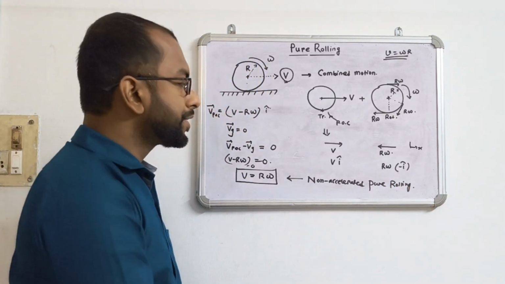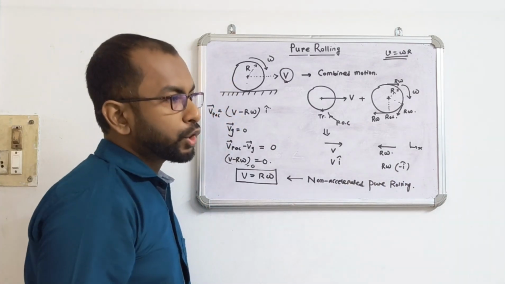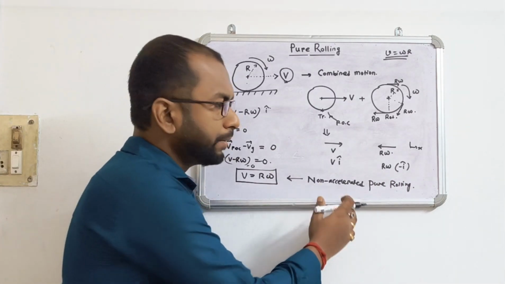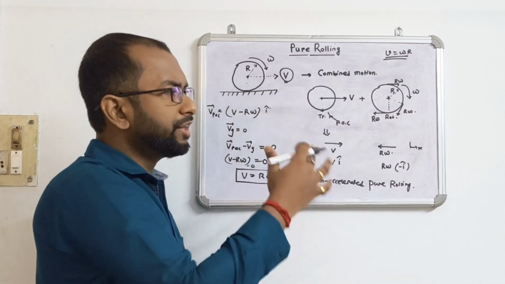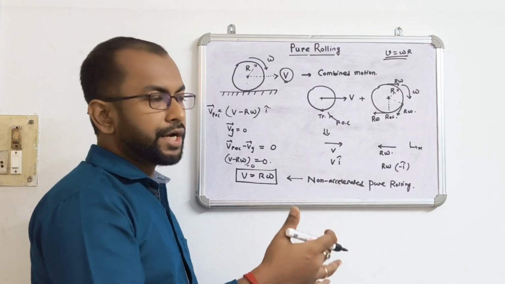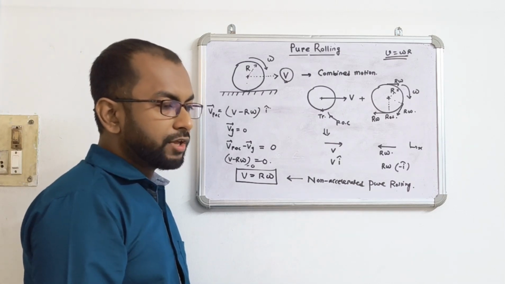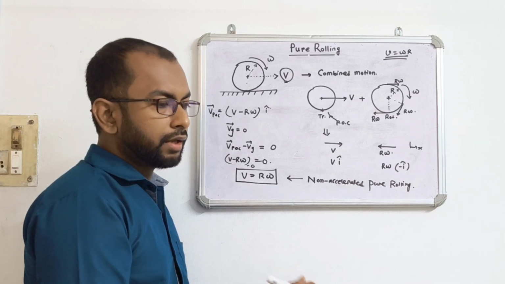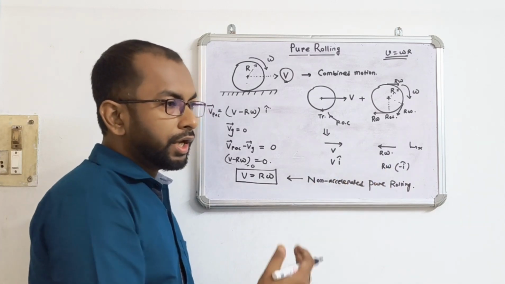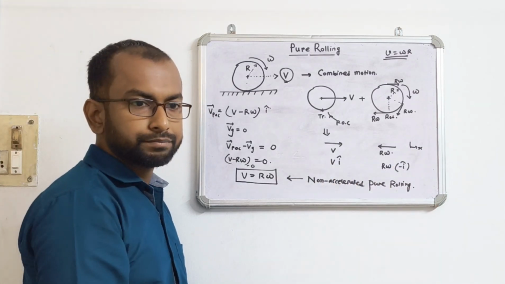So first we will be discussing the non-accelerated pure rolling, then we will come to the topic of accelerated pure rolling. Non-accelerated pure rolling means the particular body is moving with constant velocity. So what is accelerated pure rolling? Accelerated pure rolling is, let's say one car is right now having the velocity 0. Then the car driver starts the car and it starts to move. It is starting to move means it is having some acceleration.